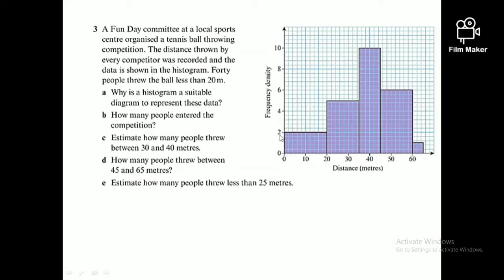If I repeat it back, there should be 5, 10, 20 boxes. 20 boxes represent 40 people. That means one small box represents 2 people. Right? How many people entered the competition? Then we need to see how many total small boxes are here, and we can count the value. Let's try to work it out.